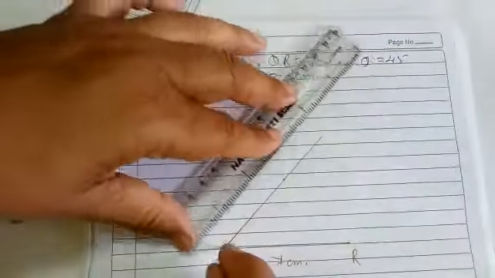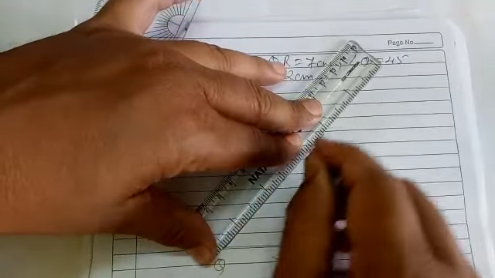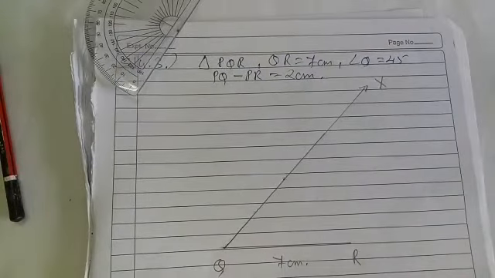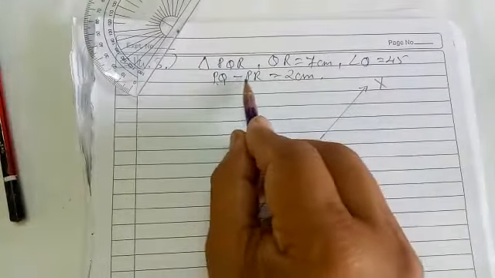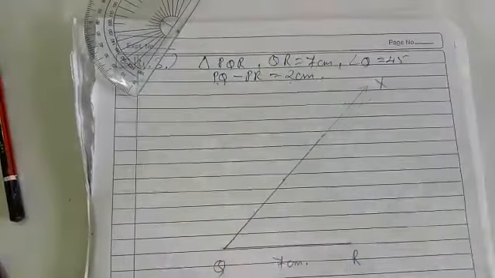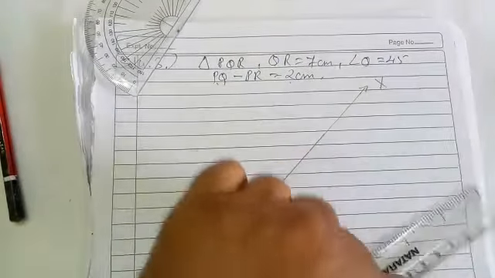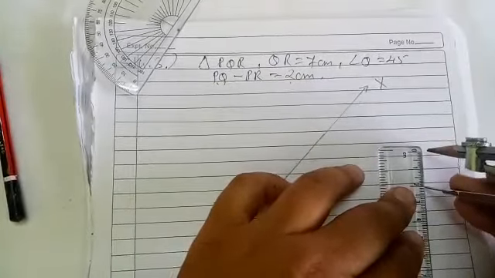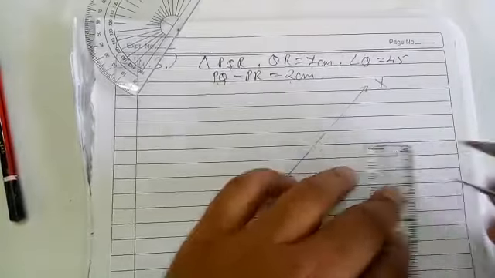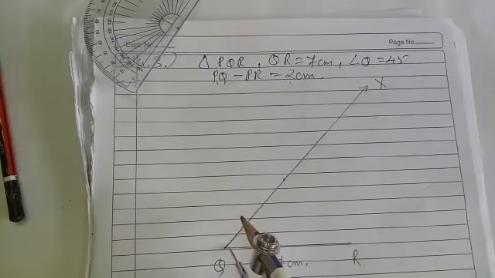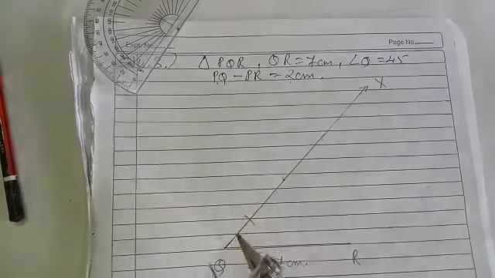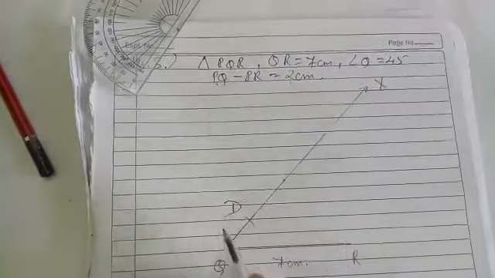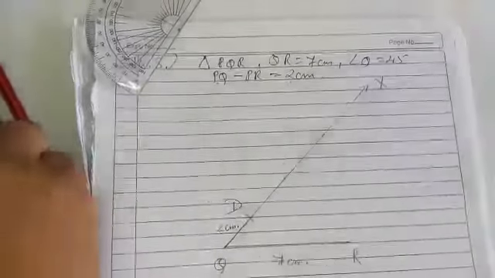You extend that line a little more and name it X. Now PQ minus PR is 2 centimeter. You take an arc of 2 centimeter. From point Q, you cut an arc on the line QX of 2 centimeter and name it D, and you write over here 2 centimeter.